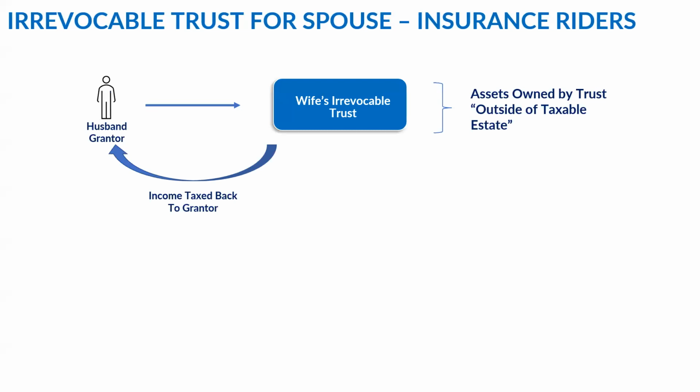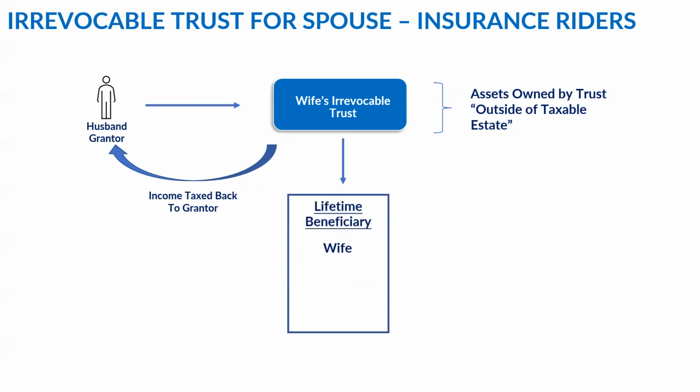So if you look at this, I just have a husband and wife setting up an irrevocable trust. The husband in this case is setting up the trust for his wife. Husband will be the grantor, and the trust will be set up for the wife. What I like about this, if it's structured properly, is that it's outside of the taxable estate and it's asset protected, doing exactly what we would want that irrevocable trust to do.